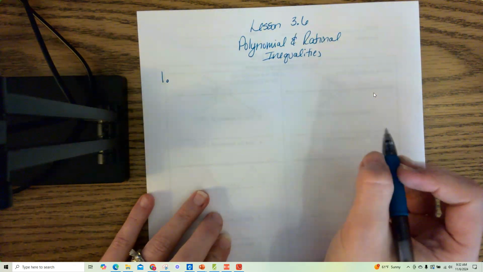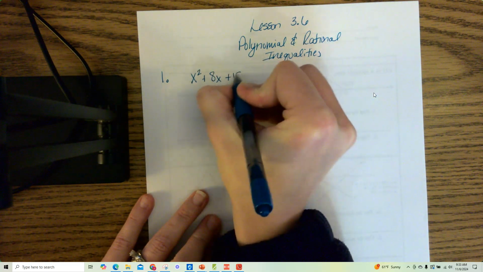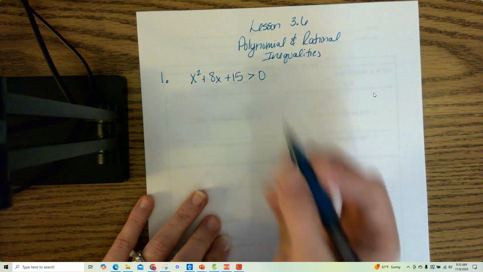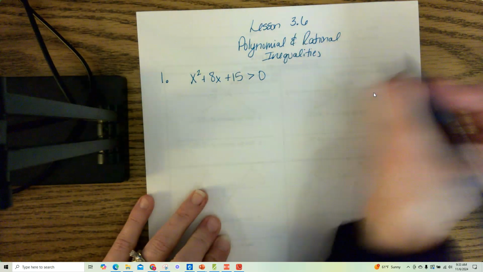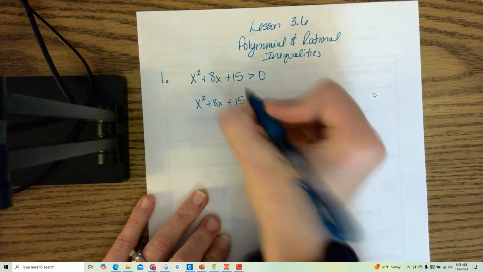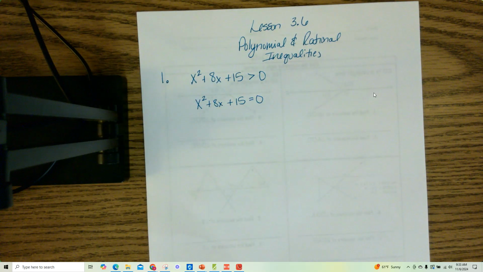Somebody give me a number one. The polynomial inequality x squared plus 8x plus 15 is greater than 0 can be solved by first solving the equation blank. Solving the quadratic. So you would set it equal to 0, so x squared. And then the real solutions of this equation.